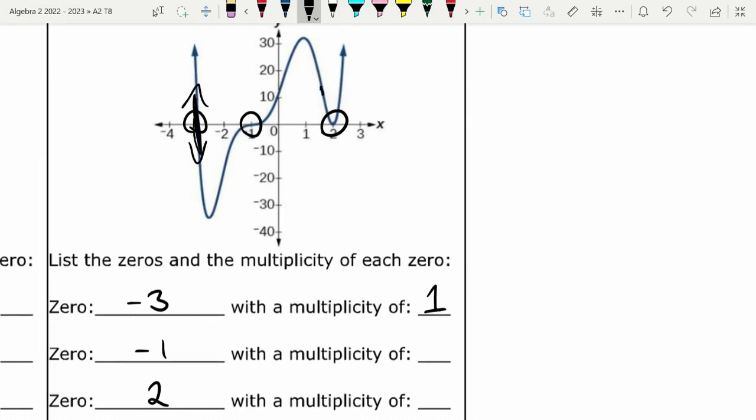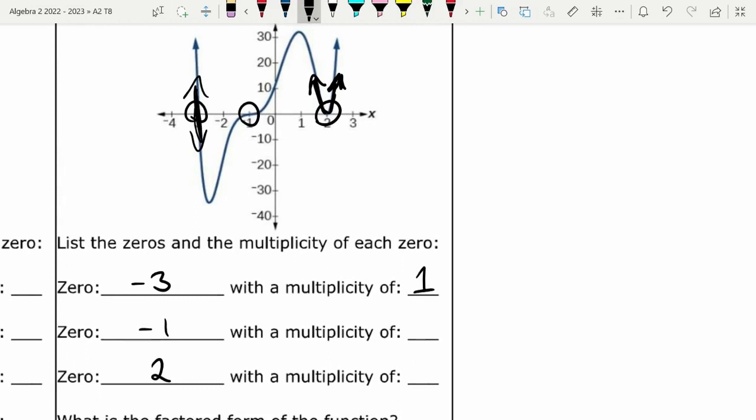The one where it bounces off, so it comes in and bounces off the axis, we would say that's a multiplicity of 2. So this 0 would be a multiplicity of 2. And the one where it does a swoop, where it comes in like an upside down parabola and it leaves like a regular parabola, we would call that a swoop, and that's a multiplicity of 3.